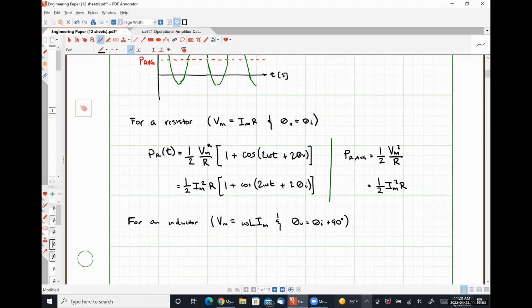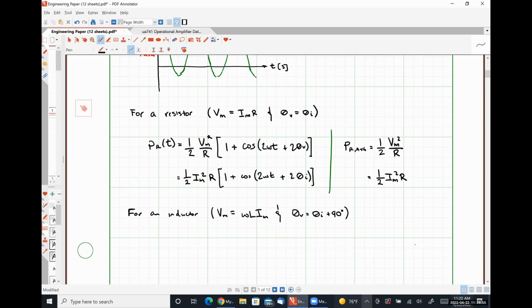So for an inductor, our instantaneous power, PL of t, is going to be 1/2 Vm times Im. Well, we can say that Im is Vm over omega L. And so Vm times Vm over omega L simply becomes Vm squared over omega L.